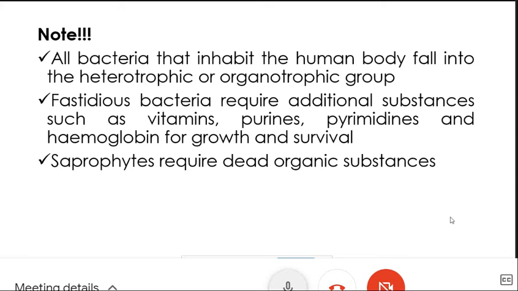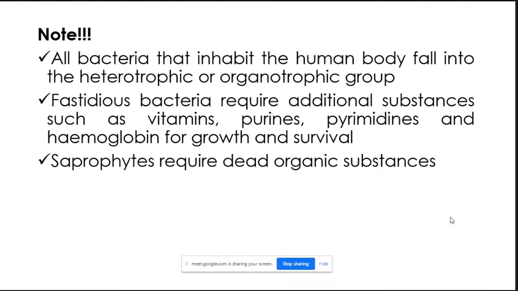Okay. Next, fastidious bacteria require additional substances such as vitamins, purines, pyrimidines, and hemoglobin for growth. What is again fastidious bacteria? Except yung mga una na. Except Dexter, except Kevin, except Zarina. What are fastidious bacteria? So that we just get to review. Yung mga note na yan ang lumalabas sa mga exam ninyo.